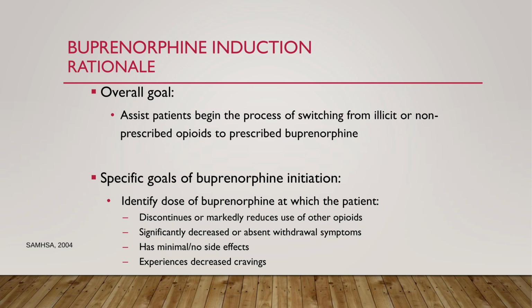So the specific goal is to find a dose that works for the patient. Every patient is different for how much buprenorphine controls their cravings, and also decrease the risk of getting withdrawals from opiates, and have minimal side effects. And then eventually, once you're in the maintenance phase, you're going to be dosing the medication to decrease their cravings for opiates, which is generally how you dose the medication.